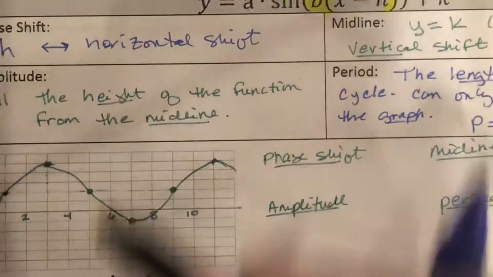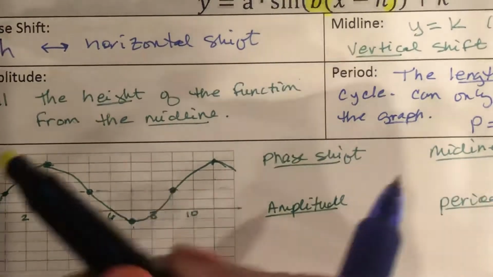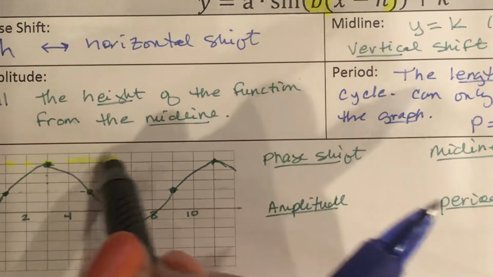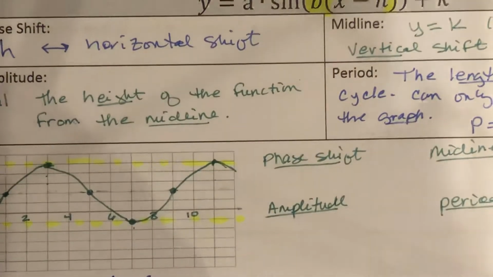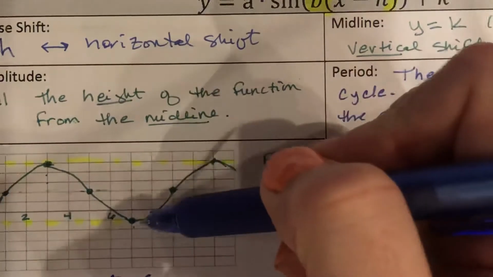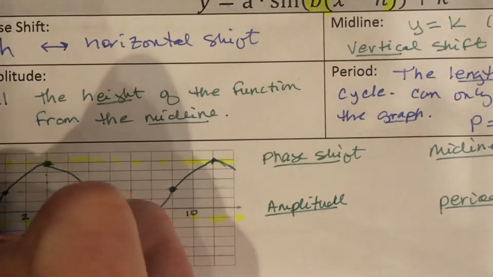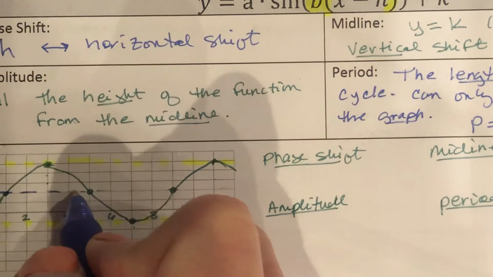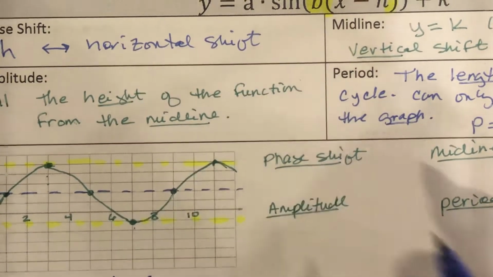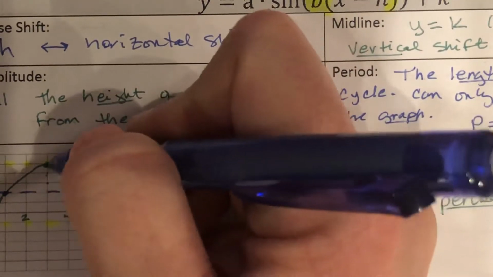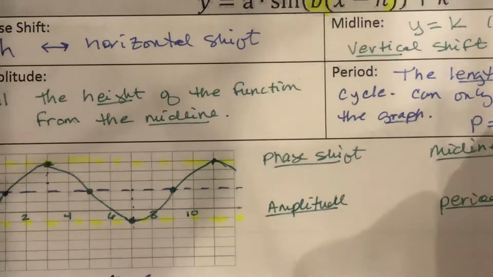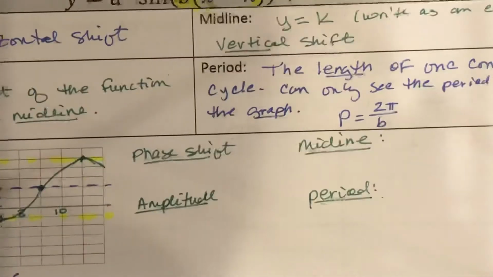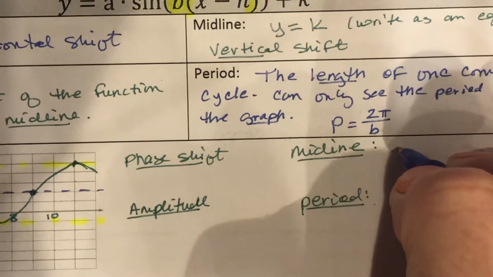The highest part of the graph is here, and the lowest part is here. That is my entire range of the graph. So it goes from -1 up to 5, which means right here is going to be the midline, right in the middle. I can check that: from here I go up 1, 2, 3, and from the midline I go down 1, 2, 3, so it's right in the middle. So we write the midline as an equation: y equals 2.